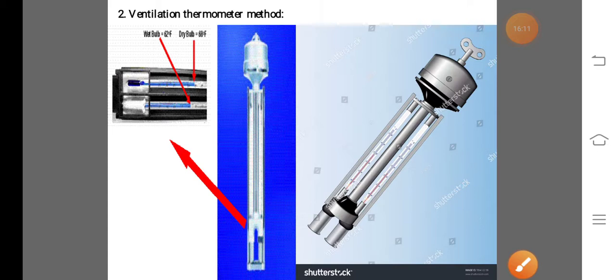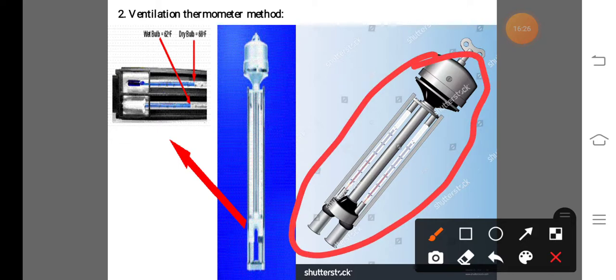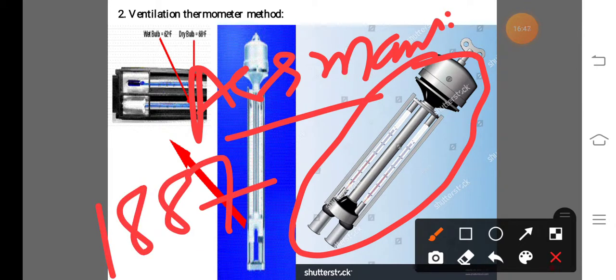Next, ventilation thermometer. This thermometer is also known as the aspiration psychrometer and Asman psychrometer, because this instrument, this ventilation thermometer, was devised by the scientist Asman, in the year 1887 in Berlin.